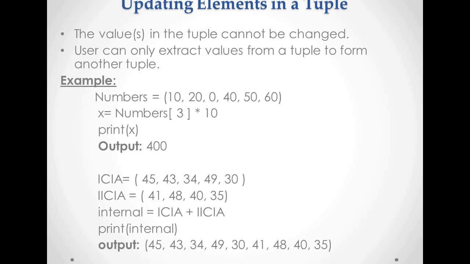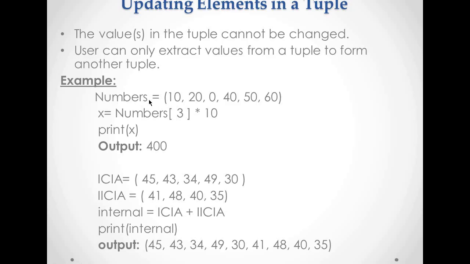Now, let's move on to updating elements in a tuple. We have seen how to access the elements. Now we are going to see how to update the elements in the tuple. In the introduction we have seen the tuple element is immutable, that is, it cannot be changed. But what we can do is extract the values using their index and form another tuple, or we can make modifications, like we can extract the values from the tuple and multiply with some numbers or add with some numbers likewise.